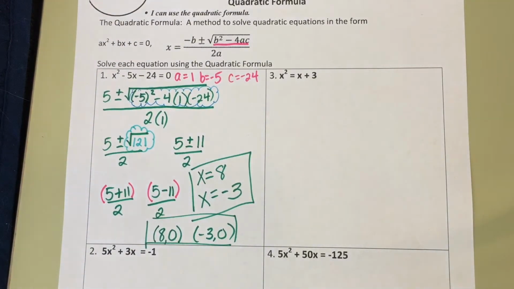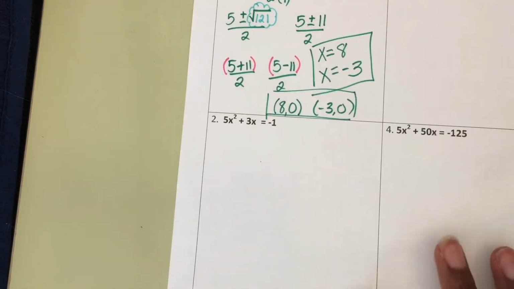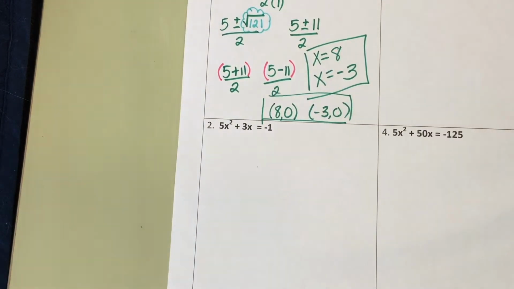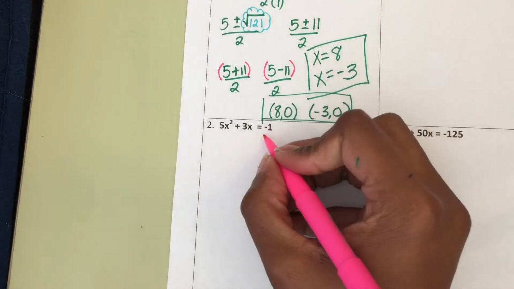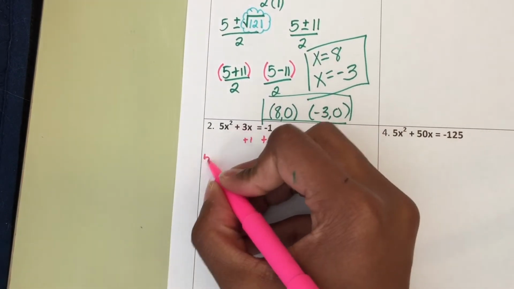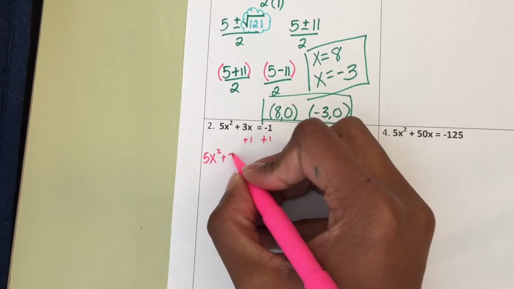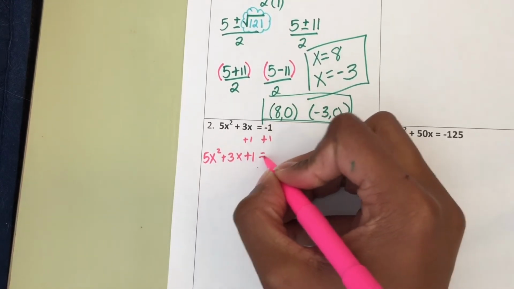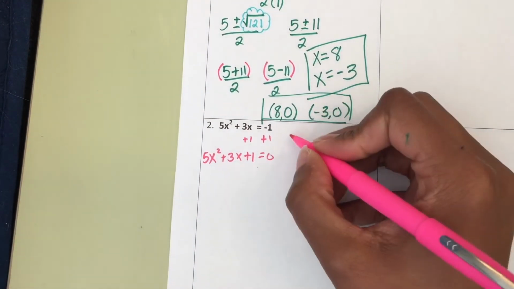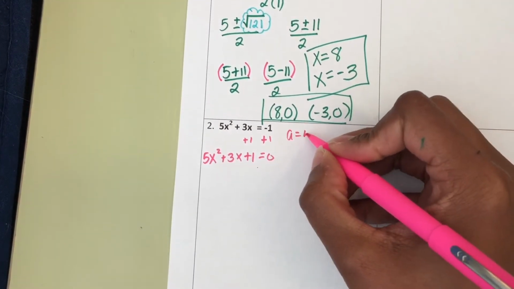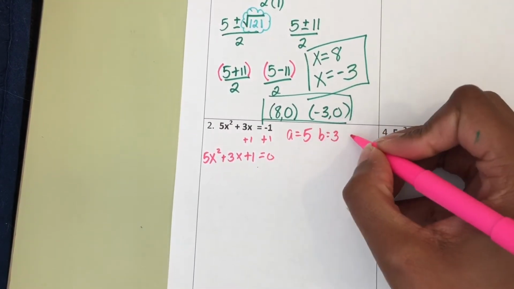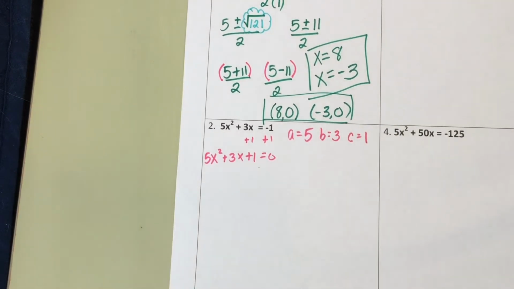Okay, so then we just do it again. So with number 2. Again, before you start, they have to equal 0. If I look at this problem, it clearly does not equal 0. So the very first thing I need to do is add the 1 over. So I get 5x squared plus 3x plus 1 equals 0. And then I'm doing my A is 5, my B is 3, and my C is 1. And I take all that information and I substitute it in.